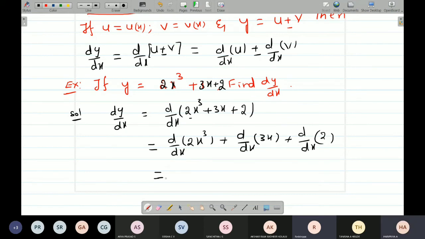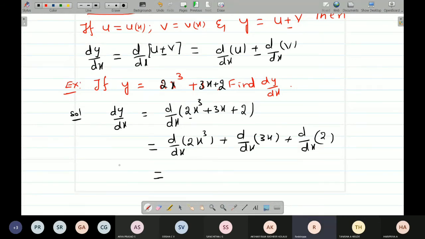Sir, is the final answer 6x square plus 5? Final answer? Is it 6x square plus 5? Not 5, ma. Okay, sir. 6x square is correct, but the other term is not correct.